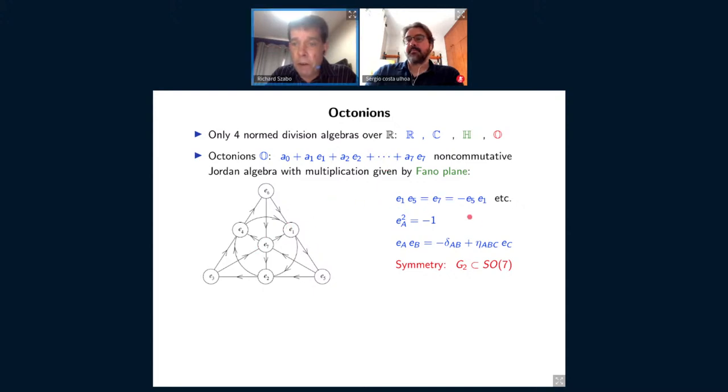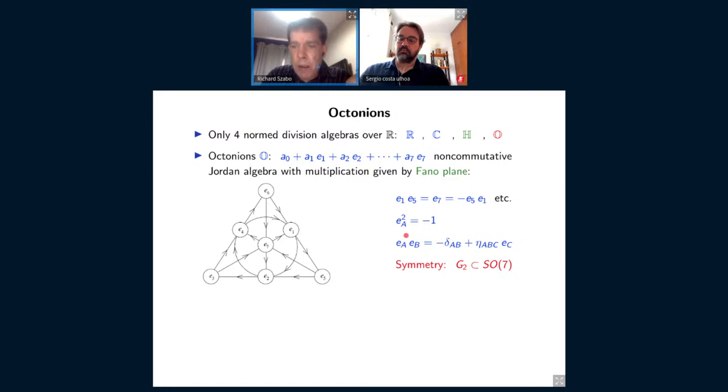So that's what I showed here, for instance. E1 times E5 gives E7. If I go against the arrows, I get a minus. They all square to minus 1, that's why they're imaginary units. And in general, you can write their product in this form for some three-index tensor, which I'm not going to write out. It's the octonionic analog of the Levi-Civita symbol you would write for the quaternion algebra. This has seven non-vanishing entries, and it's not invariant.